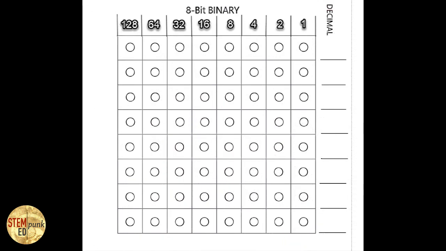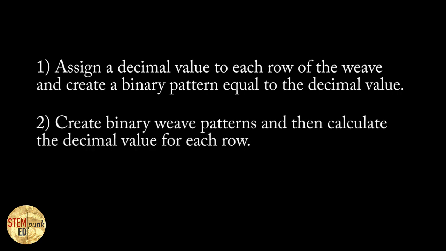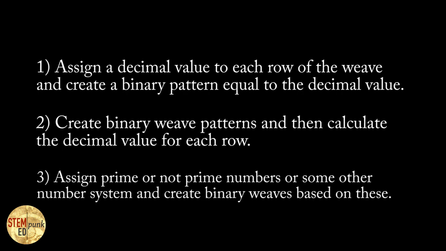Lastly, I have modified one of Learning Beautiful's blank templates so you can create activities like: 1. Assign a decimal value to each row. Create a binary weave that is equivalent to the decimal value. 2. Create binary weave patterns and then calculate the decimal values for each row. 3. Assign prime or not prime numbers or some other number system. Create binary weaves based on these.